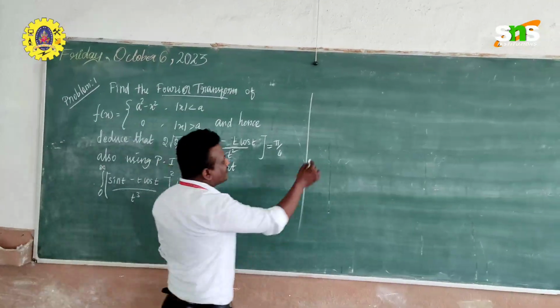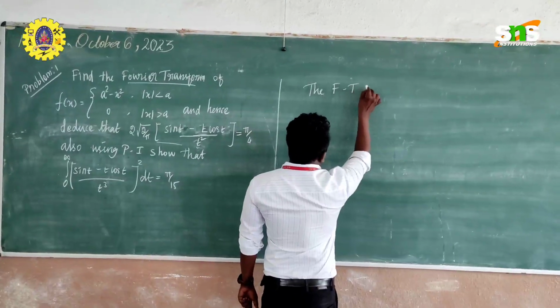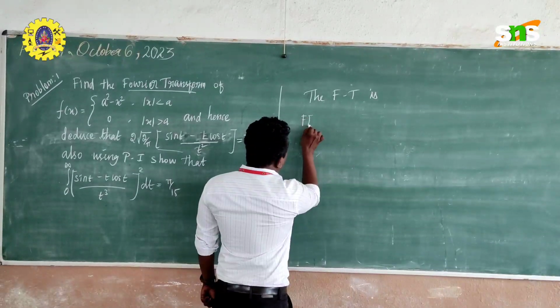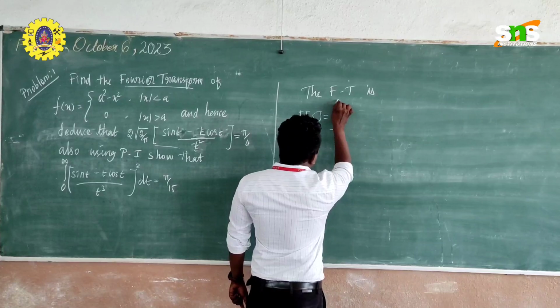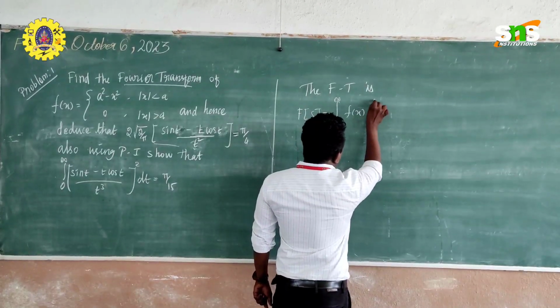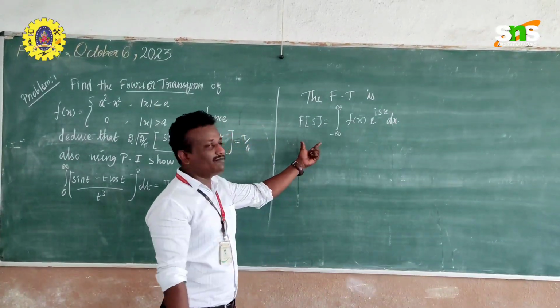First, write the Fourier transform formula. The Fourier transform is, what is the formula? It is capital F of s, which is equal to integral over minus infinity to plus infinity f of x into e power isx into dx. This is our Fourier transform formula.